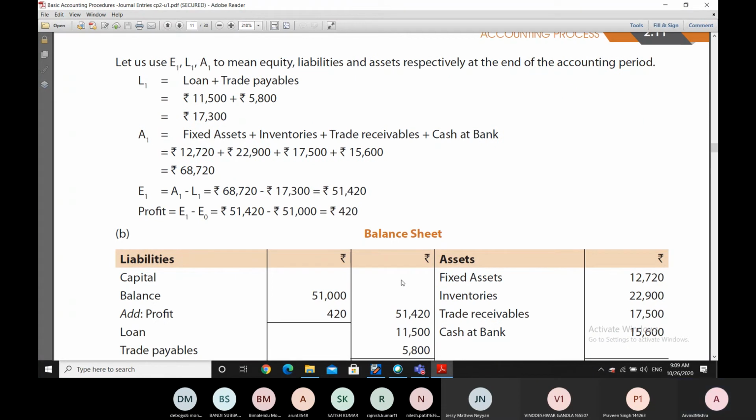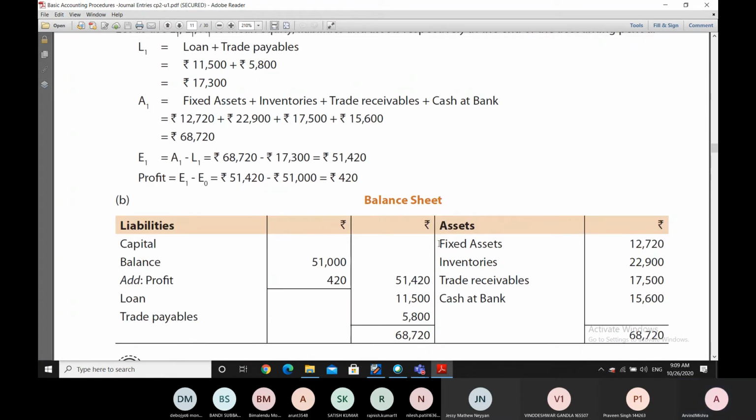And we are writing the balance sheet at the end of the accounting period by writing the capital which we started with, as 51,000, and we add the profit of 420 here, and we get the capital at the end of the accounting period of 51,420. And of course, the end of the period loan is already given in the particulars above, that is 11,500, which we have used here also while calculating L1. And then of course the trade payables, which is 5,800.